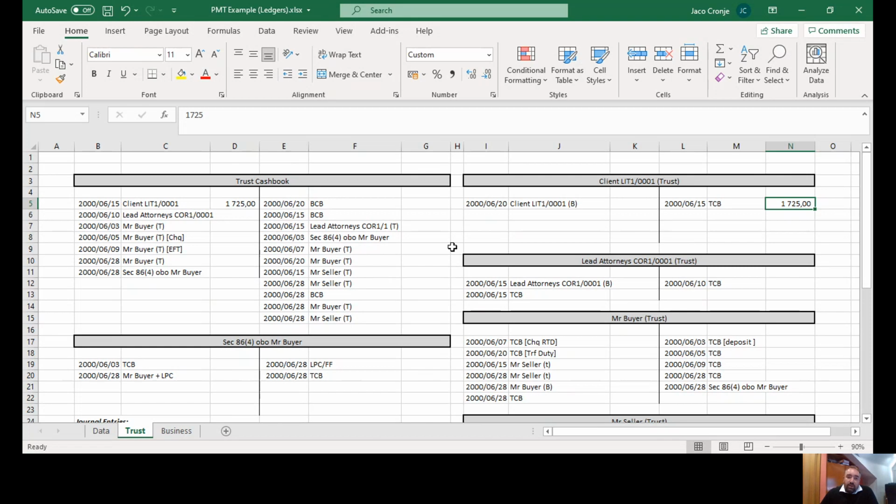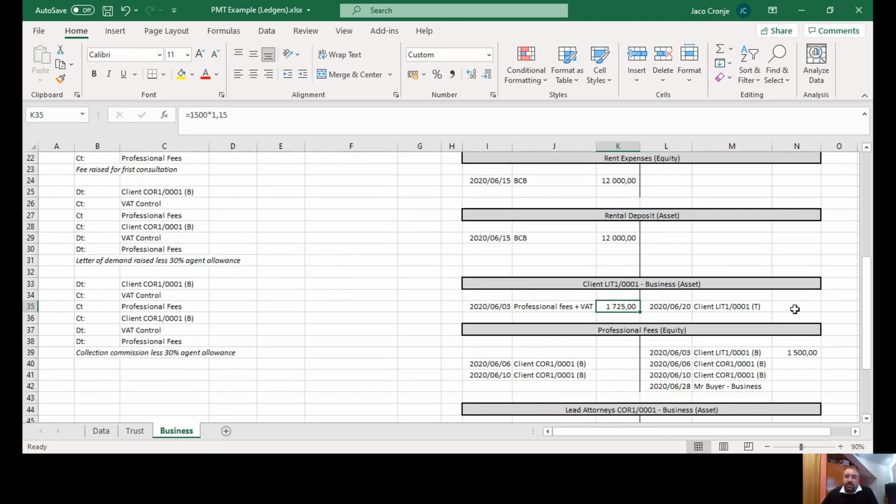Right, so to get the money out of trust, what do I need to do? How do I get rid of this credit? And the answer is I go and I write a debit transaction of 1725. If I have a debit in trust, remember, a transfer journal is the only journal that can move between your trust sheet and your business sheet. So I've got a debit there.